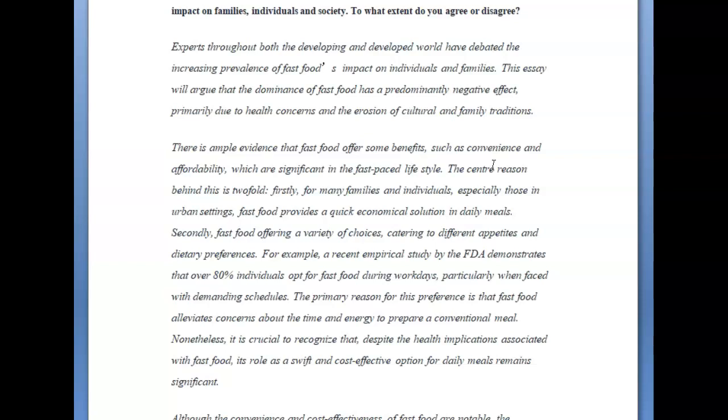Secondly, fast food offers a variety of choices catering to different appetites and dietary preferences. For example, a recent empirical study by the FDA demonstrates over 80% of individuals opt for fast food during work days, particularly when faced with demanding schedules. The primary reason for this preference is that fast food alleviates concerns about the time and energy to prepare a conventional meal. Nonetheless, it is crucial to recognize that, despite the health implications associated with fast food, its role as a swift and cost effective option for daily meals remains significant.